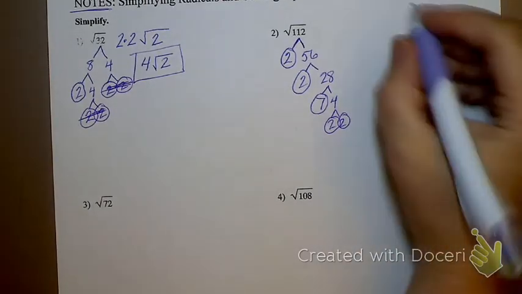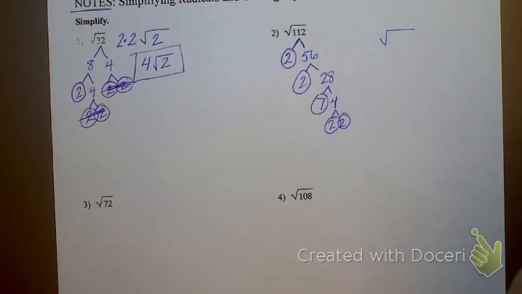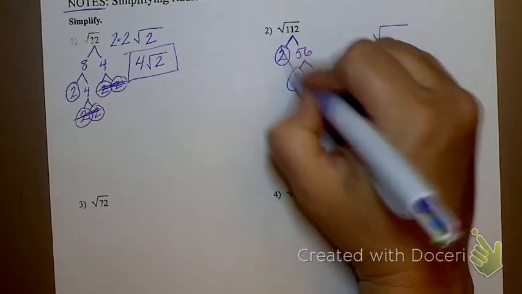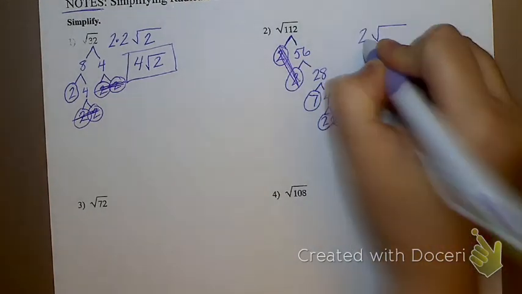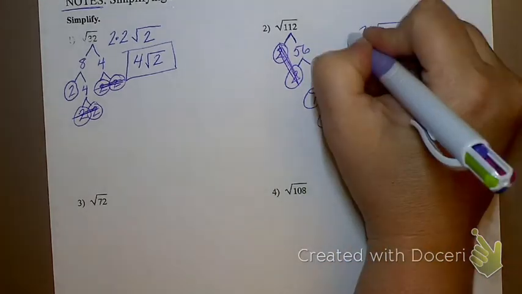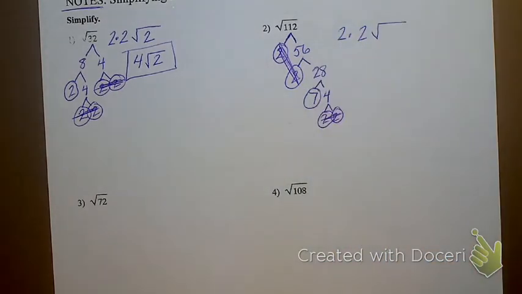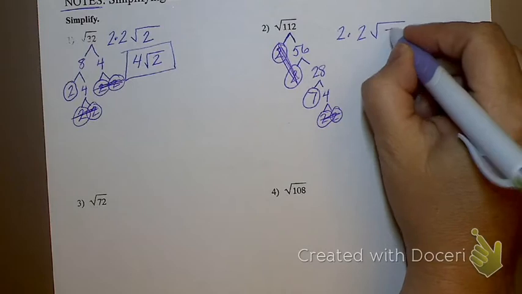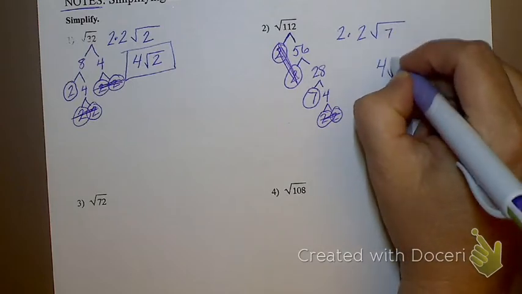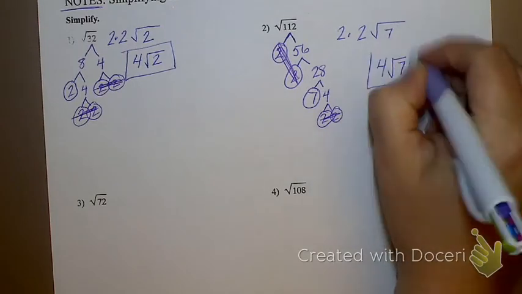So let's talk about who gets to go and who has to stay. Who gets to go? I have a 2, that guy gets to go. I have another 2. And who's got to stay? The 7. So what do I have? 4 radical 7.